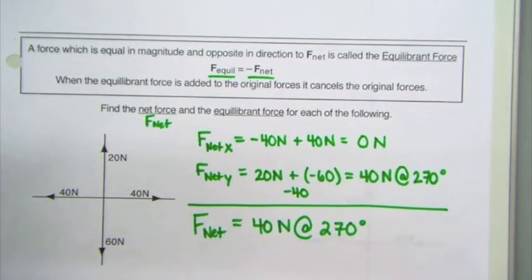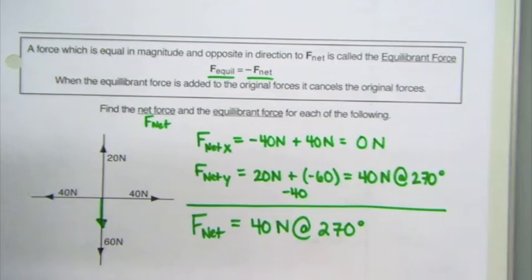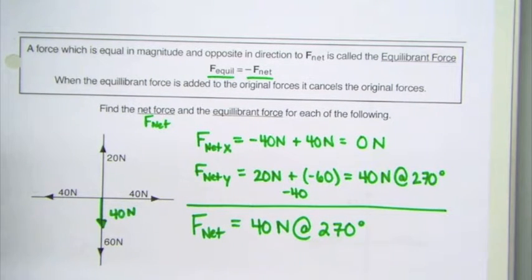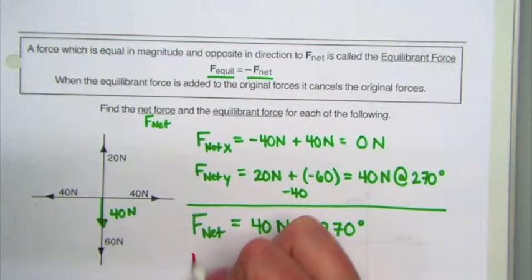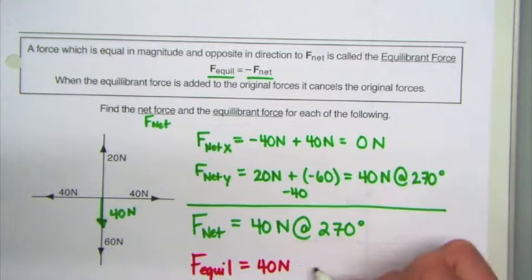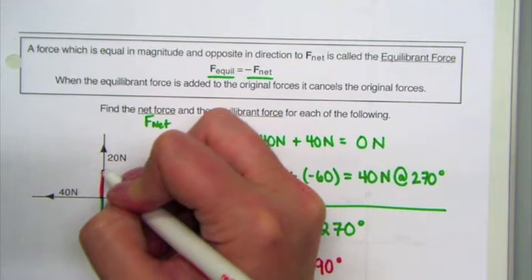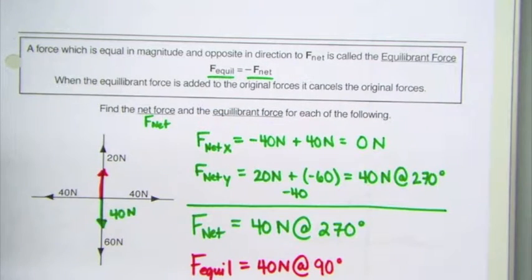So what does that mean? That means with these forces acting on the object will end up going this way, down, for 40 newtons. That's the overall motion of the object. The equivalent force would then be the same magnitude, just opposite direction. And we know opposite of 270 is 90 degrees. So if I were to draw that, that's what it would look like. So far, pretty easy, okay?